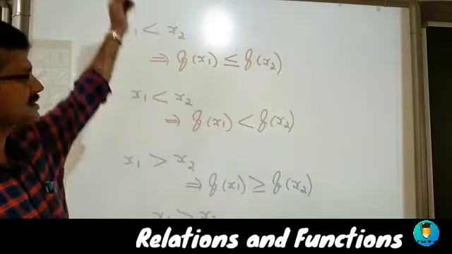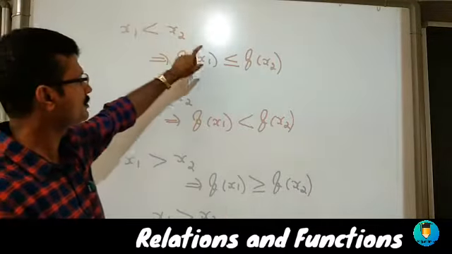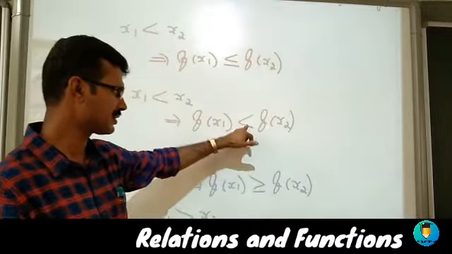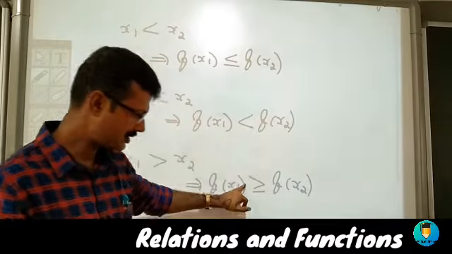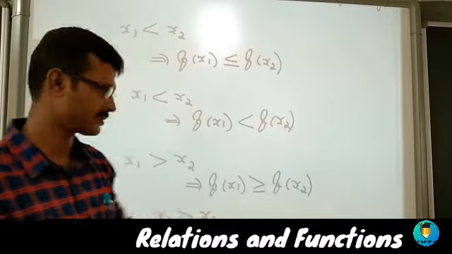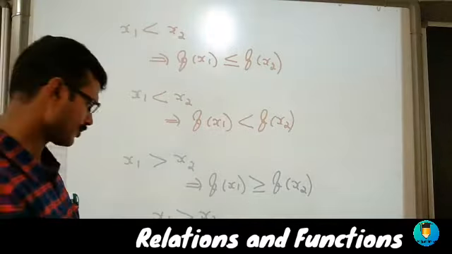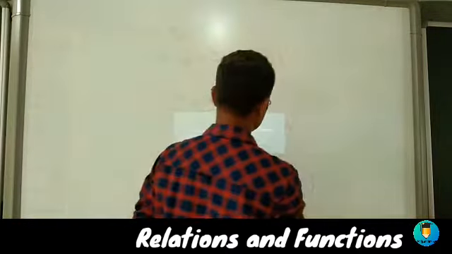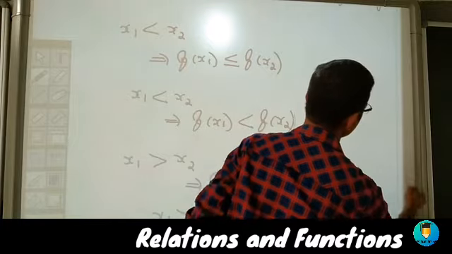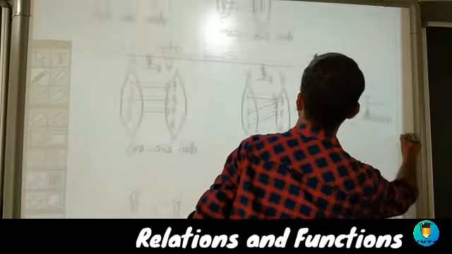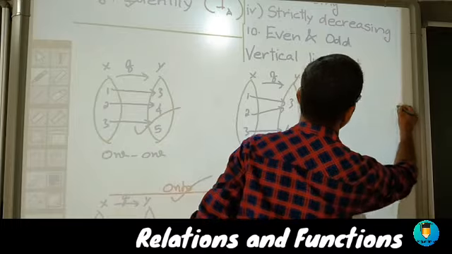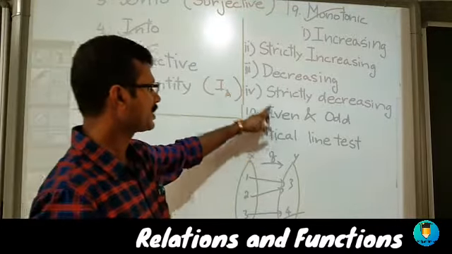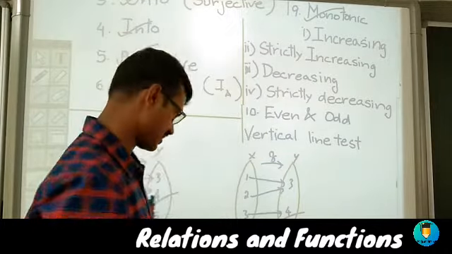So monotonic functions are in three forms. First of all, this is an increasing function, this is strictly increasing, this is decreasing, and this one is strictly decreasing. All these come under monotonic functions. So the monotonic function is over. Now we will come to even and odd functions.